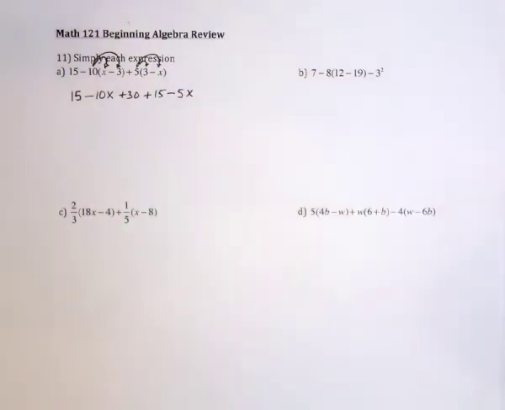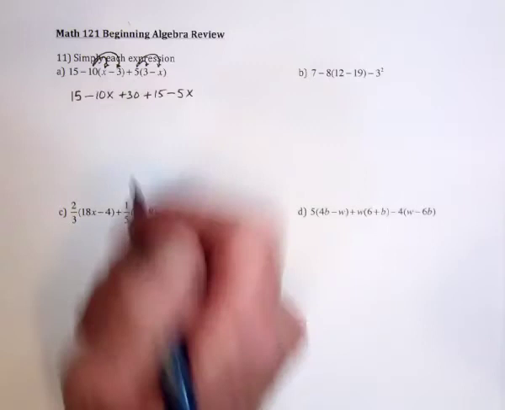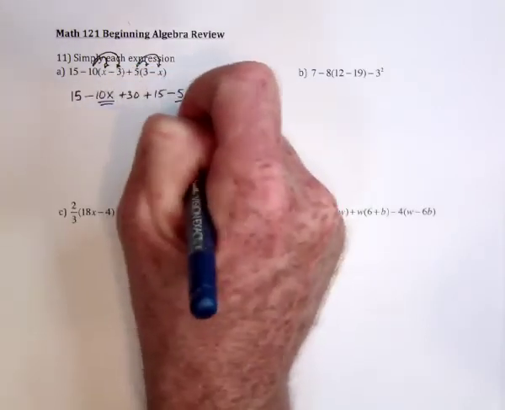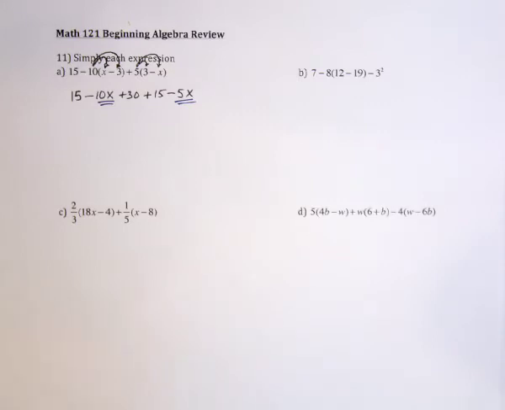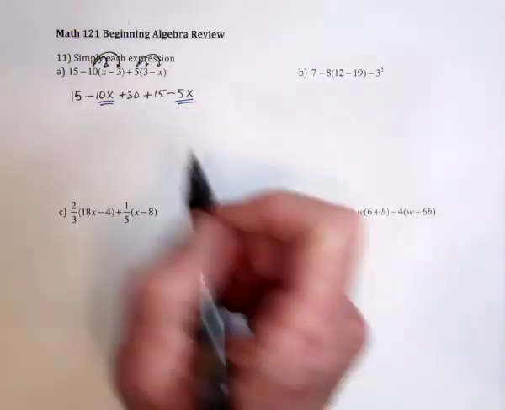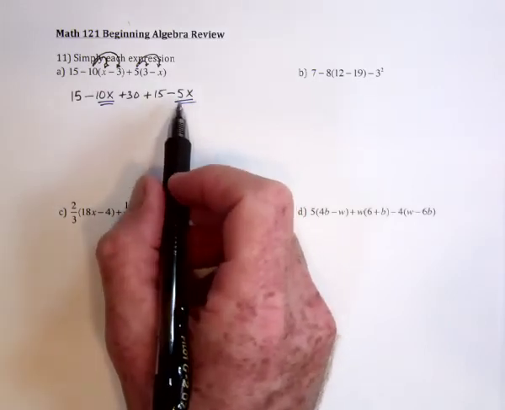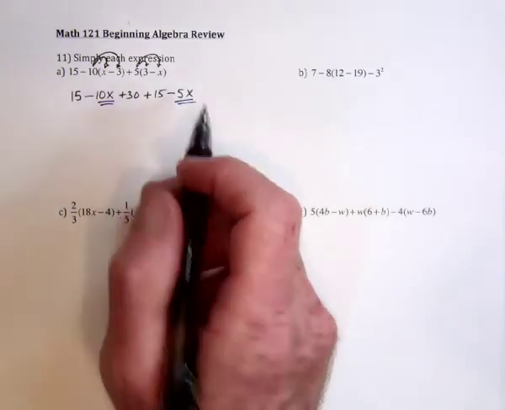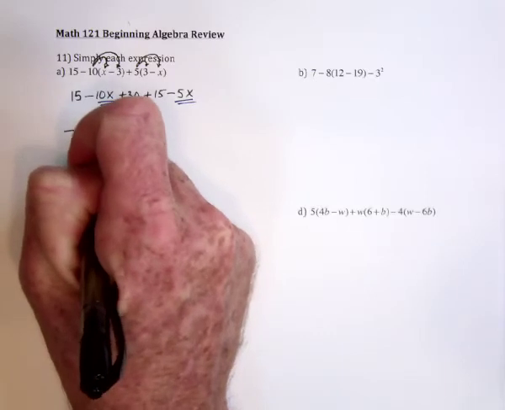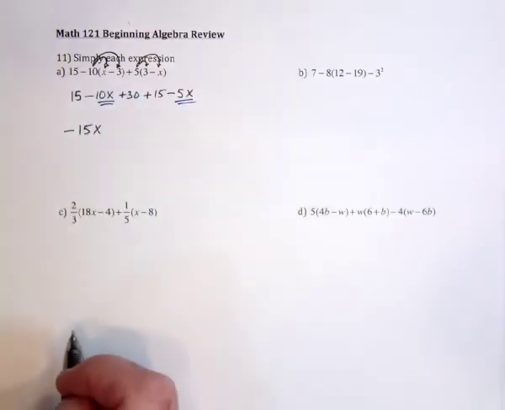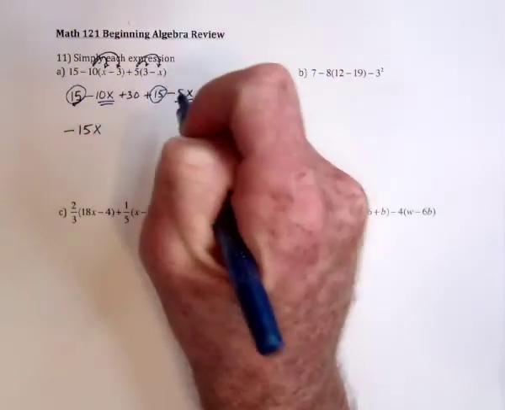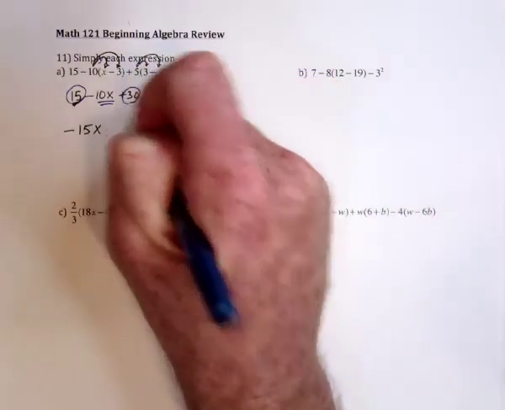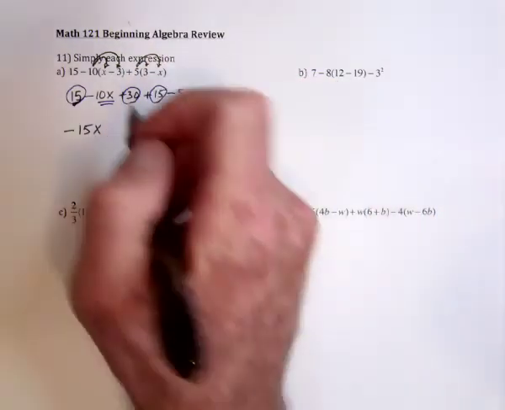The next thing to do is combine like terms. For example, this has an x in it and this has an x in it, so they're considered like terms. There's negative 10 of them and negative 5 of them. Since the signs are the same, then you go ahead and add the numbers, making it into 15, and keep the sign the same. Negative 15 for the x's. Then for the ones that are just numbers, just add them. So a 15 and a 15 makes 30, and then 30 and 30 makes 60. Positive.